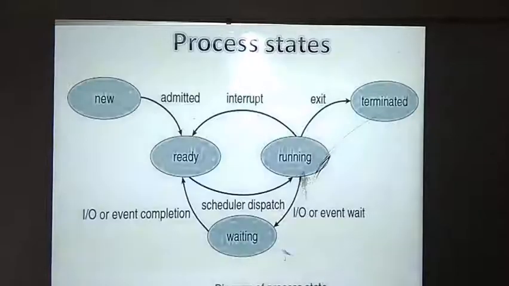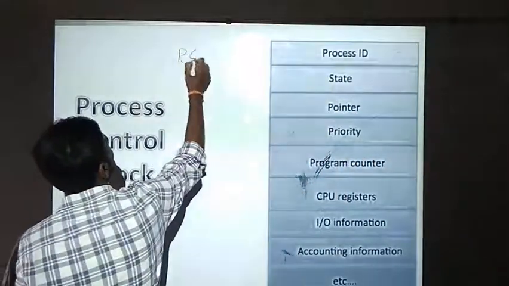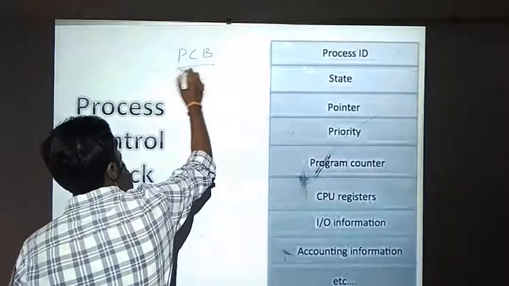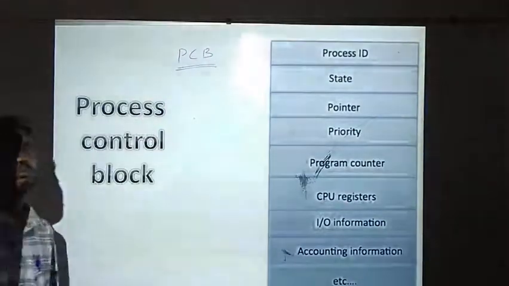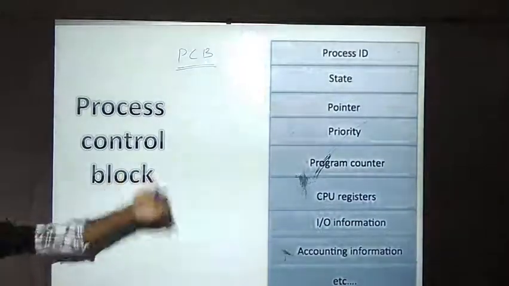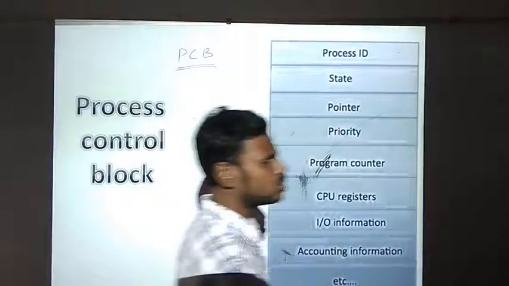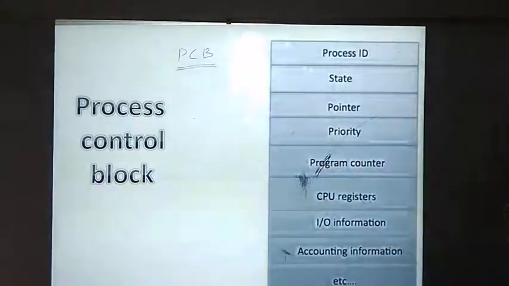In this we are left with one more topic, the process control block. We will have a term called PCB, which is abbreviated as process control block. It is a block where the information about the processes being executed by a processor is stored. In order to execute the processes, we assign them to a processor.